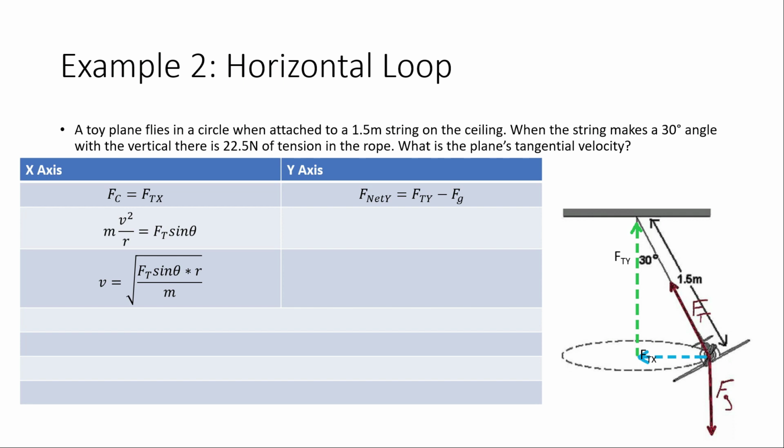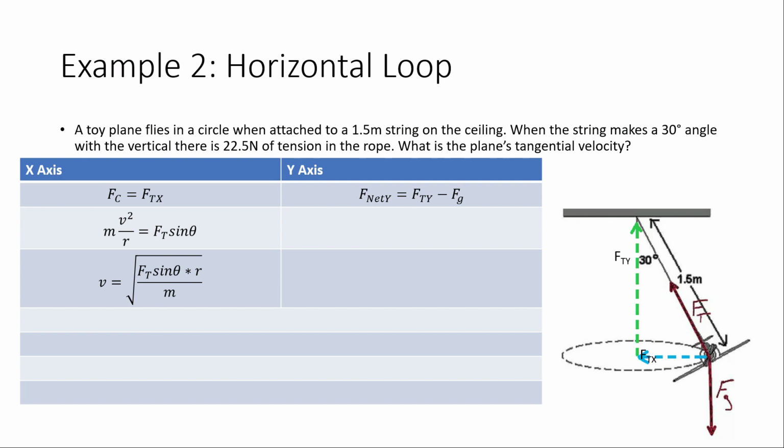I don't know the mass of this object. I don't know the tension. Oh wait, hold on. No, I do know the tension. I know the force of tension. The tension is 22.5 newtons. Oh, awesome. Okay, so tension is 22.5. That's easy. Sine theta, theta is 30. Do we know the radius of this situation?